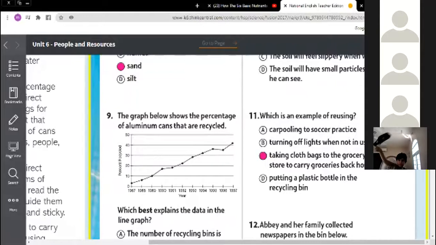Yazan? Number 9, please. The graph below shows the percentage of aluminum cans that are recycled. What is the meaning of recycle?